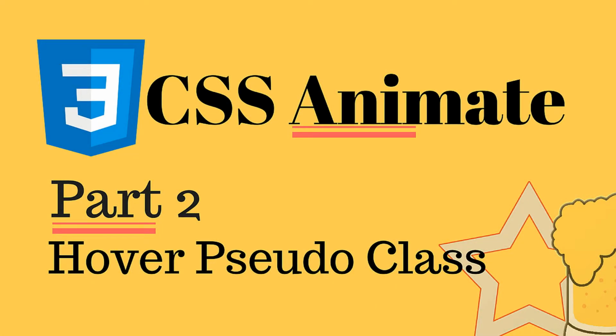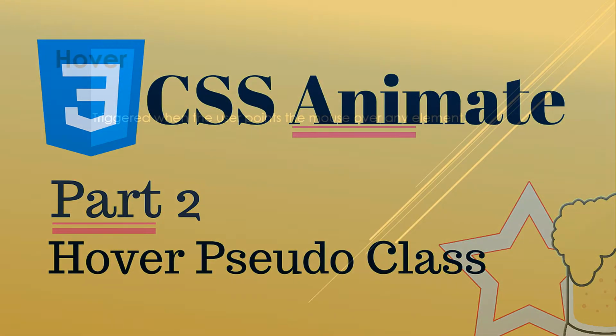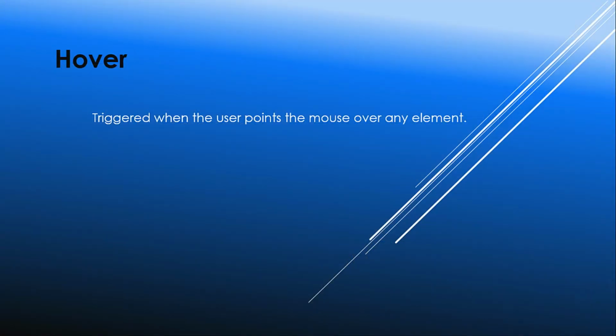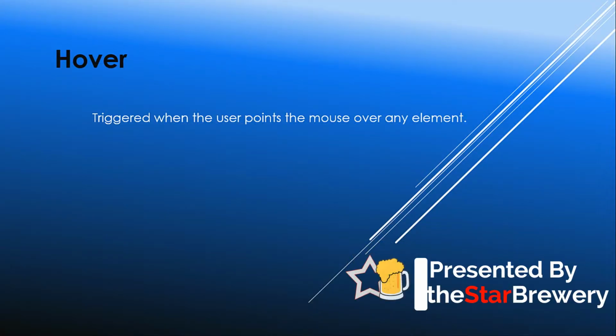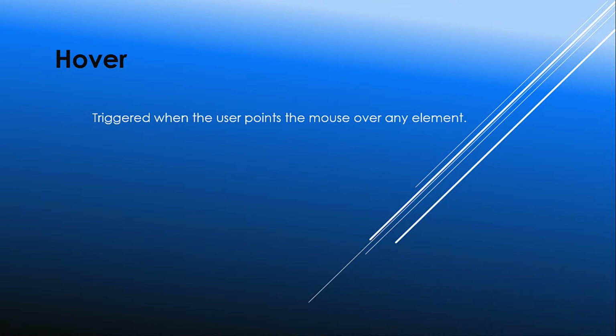Okay, hi guys. In the last video we understood what a pseudo class is and how it is used in CSS, and we also had a look at one of the pseudo classes, which was focus. Now let's have a look at another pseudo class, which is hover.